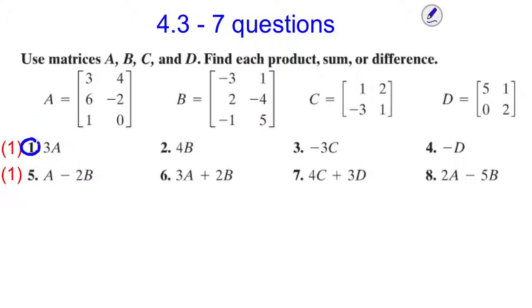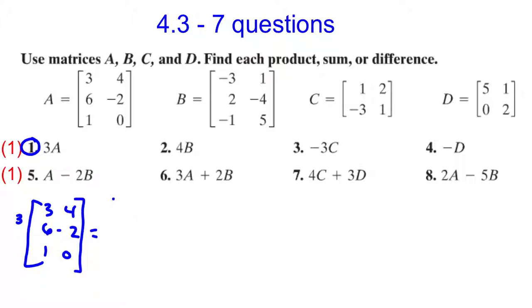Okay, so we have 3 times A. So we have 3 times this matrix, which is going to be 3, 4, 6, -2, 1, 0. So we're going to multiply each element within that matrix by 3, which is going to give us 9, 12, 18, -6, 3, and 0.